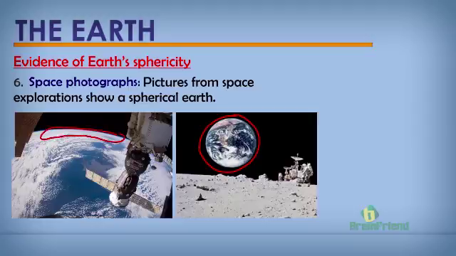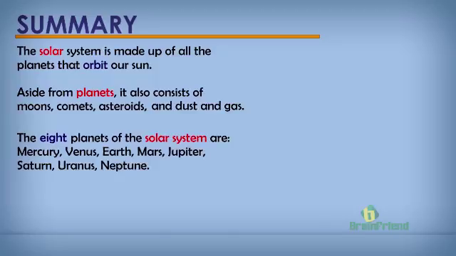In summary today, we've learned about the solar system. We said that the solar system consists of the sun and every planet that orbits the sun. That is, every planet that goes round the sun. Aside from planets, we said the solar system also consists of moons, comets, asteroids, and dust and gas that also orbit the sun. We learned also that the 8 planets of the solar system are Mercury, Venus, Earth, Mars, Jupiter, Saturn, Uranus, and Neptune.